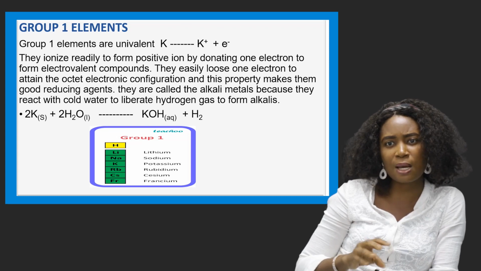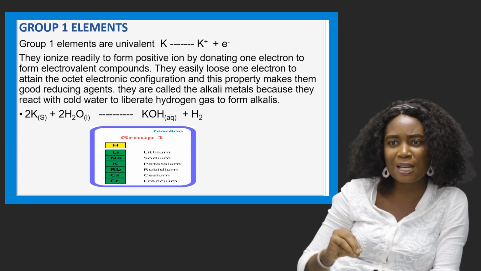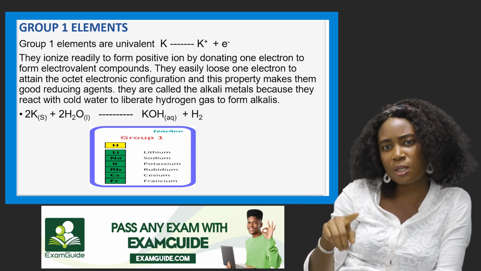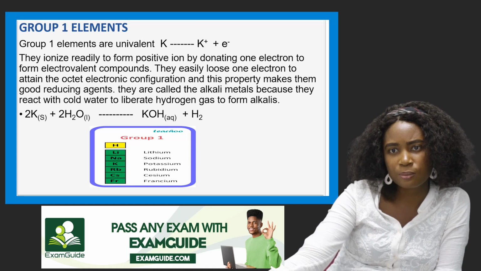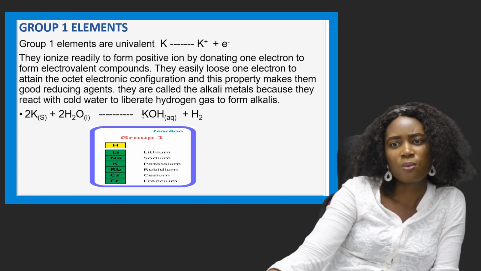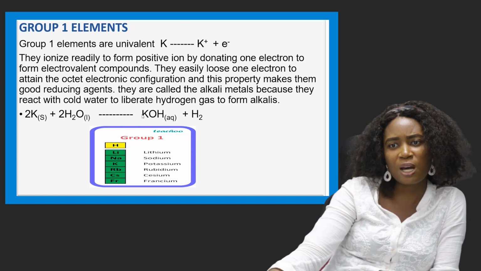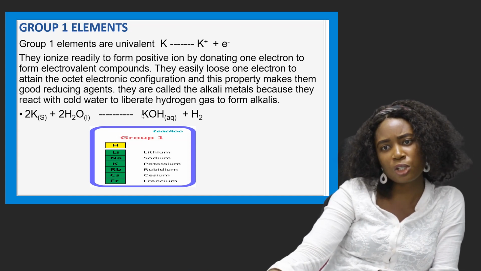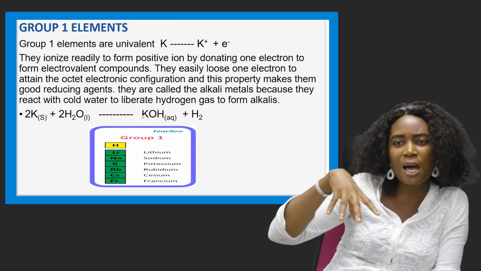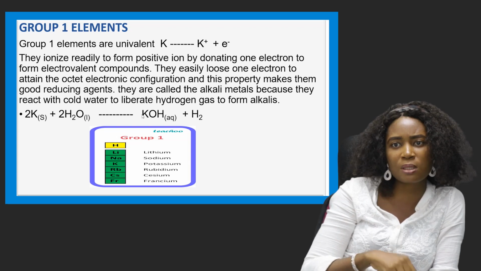Alkali metals in the sense that they react with cold water to liberate hydrogen gas, and as a result, they form alkalis. Here we can see potassium reacting with water to form potassium hydroxide and giving off hydrogen. We have different examples of elements found in group 1: hydrogen, lithium, sodium, potassium, rubidium, cesium. All these elements are found in group 1, and they show the same or similar chemical properties.